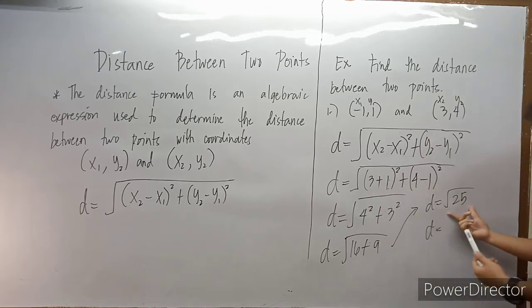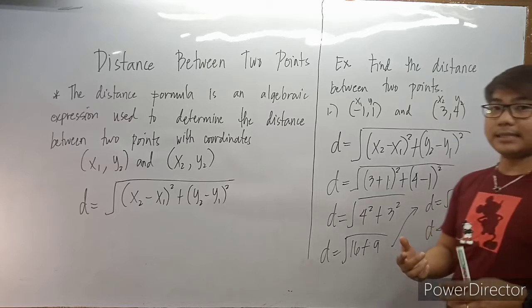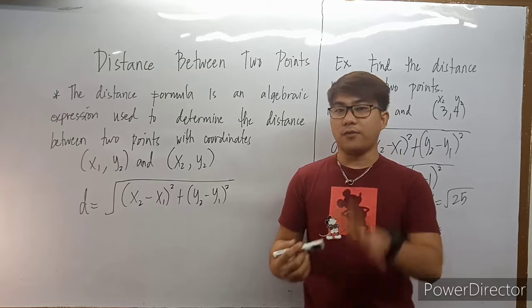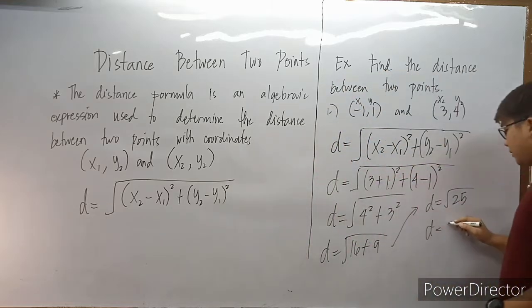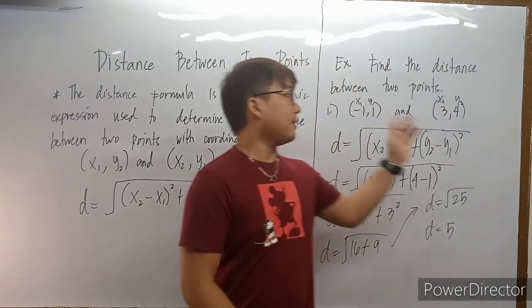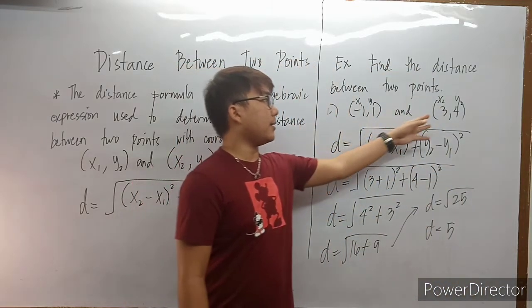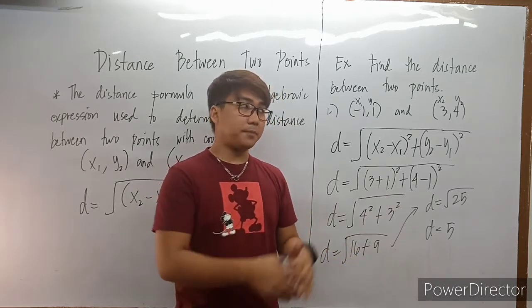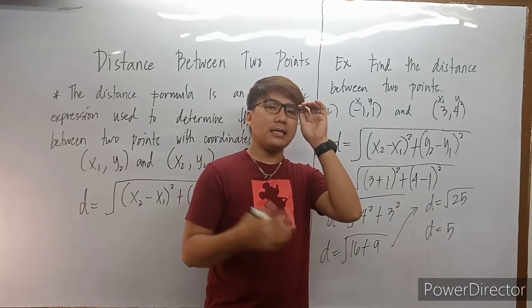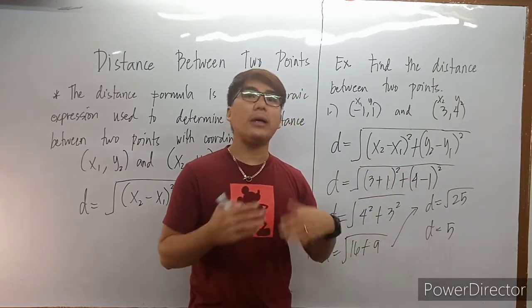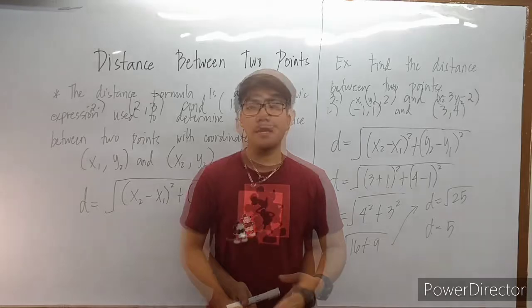So, makikita naman natin yung square root of 25 is perfect square. So, square root of 25 is equal to 5. So, the answer is 5. So, the distance between negative 1, 1 and 3, 4 is 5 units. Pag pinag-usapan natin yung distance, we're talking about units. So, kung gusto niyong lagyan ng units, okay lang. Nakakaintindi yan.